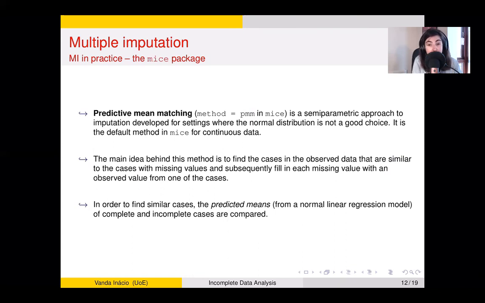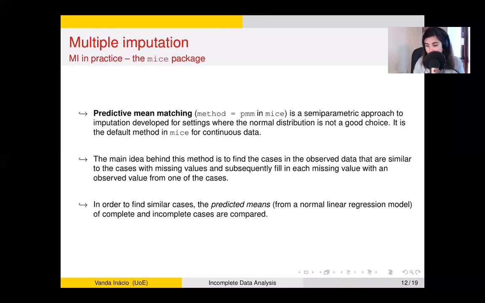Then I use the observed value. This was one of the common mistakes that some of you made in the assignment. We use the observed value of the donor, not its predicted value, right? The predicted value is just to find similar cases. Then we use the observed value. This is a hot deck type of procedure, and in hot deck we use the observed values of the donors.